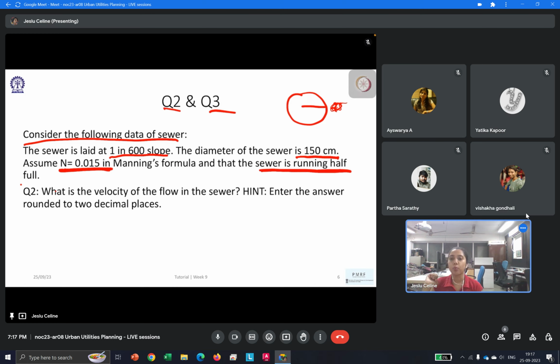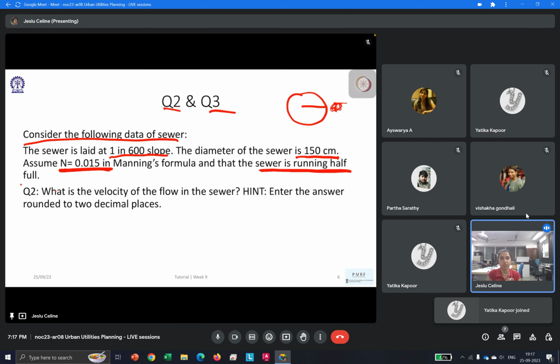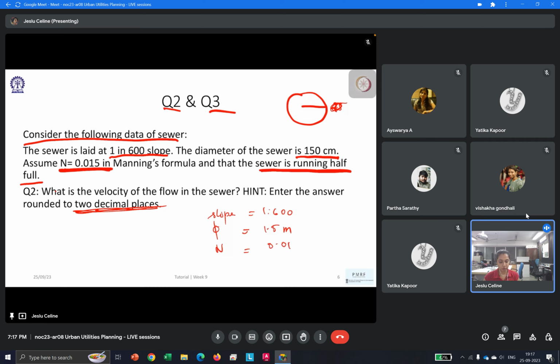Now, this is the basic data which is given. Question 2 asks, what is the velocity of flow in the sewer? As we discussed, based on the diameter and the slope of the sewer, the velocity changes. They have asked to find it to two decimal places. So we have the slope, which is 1:600. Then the diameter, 150 centimeters, so 1.5 meters after converting. n is our Manning's coefficient, which is 0.015. And the sewer is running half full.